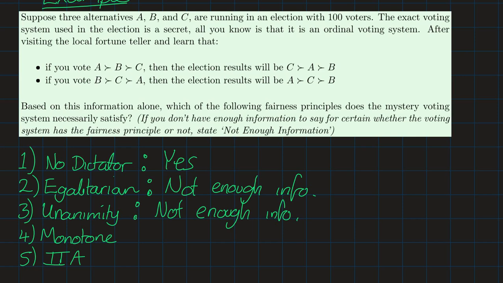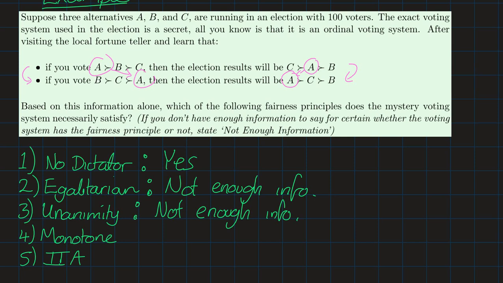So let's test this. If we compare these two situations, think about what happens to alternative A. There's a decrease in support for A as you go from the top situation to the bottom situation. You go from ranking A in top place to ranking A in last place. But what happens to the outcome of the election? Well, A goes from second place to first place. So decreasing support for A actually increased A's overall ranking.